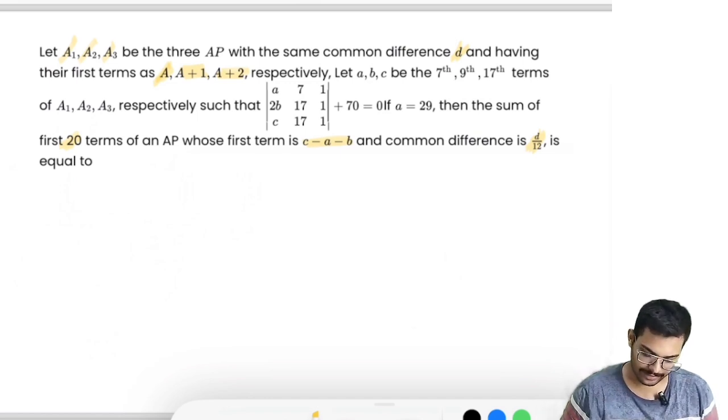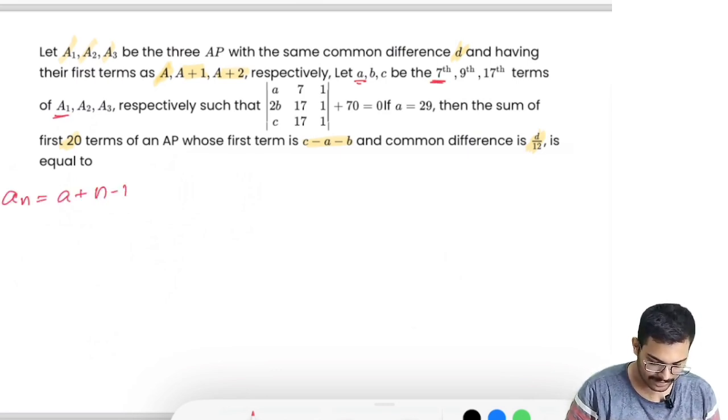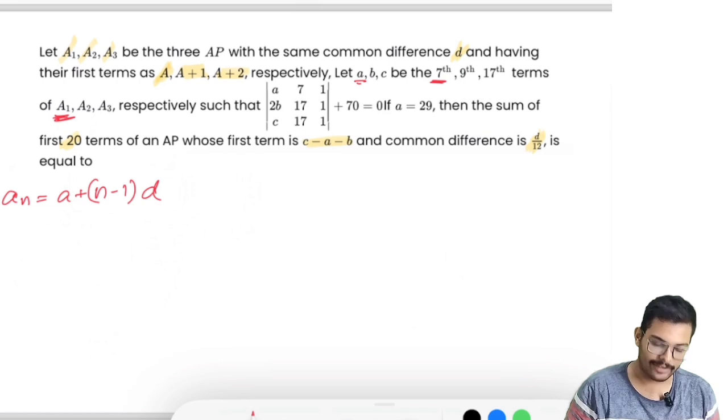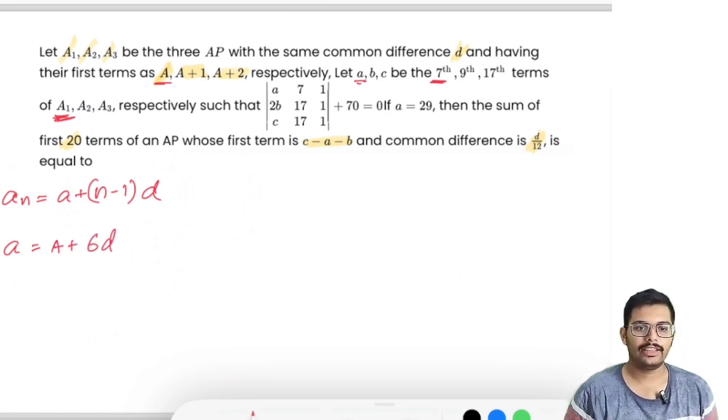We can start solving. What is a? a is the 7th term of A1. The nth term of an AP, An equals A plus (n minus 1) into D. Similarly, what is a? The 7th term of A1 equals A plus 6D, since n minus 1 into D is 6D.